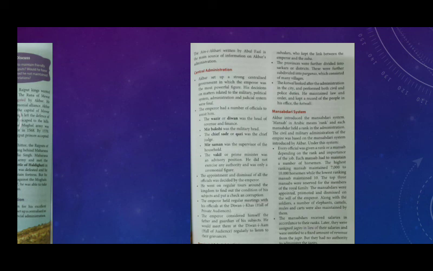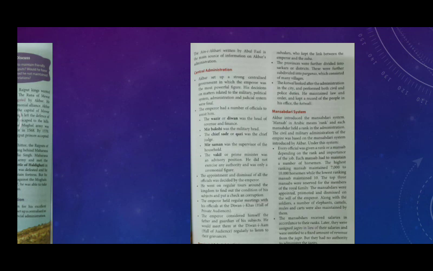The appointment and dismissal of all the officials was decided by the emperor. He went on regular tours around the kingdom to find out the condition of his subjects and put a check on corruption. The emperor held regular meetings with his officials at the Diwan-i-Khas or Diwan-i-Am.